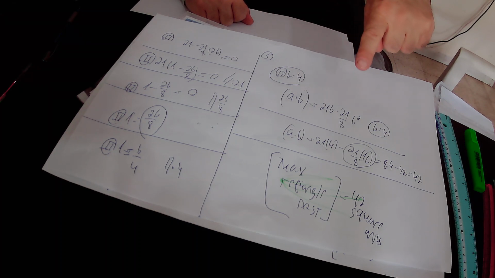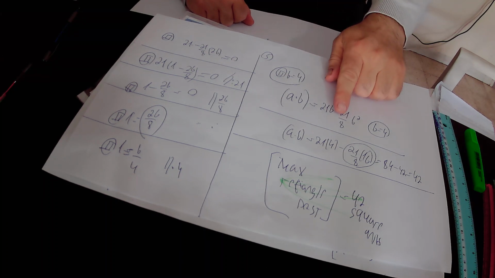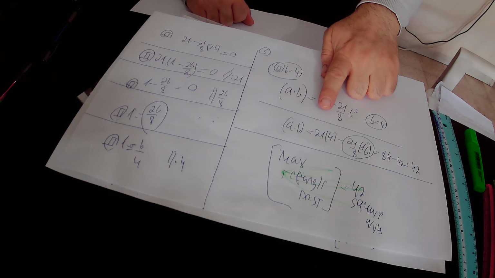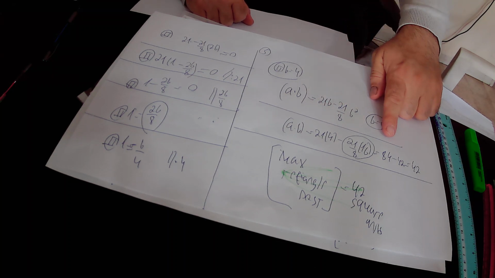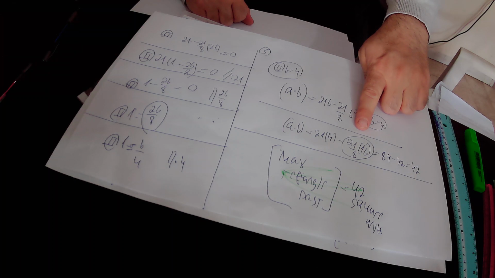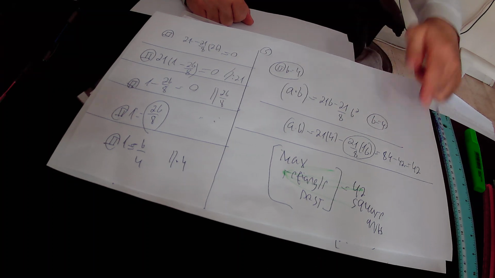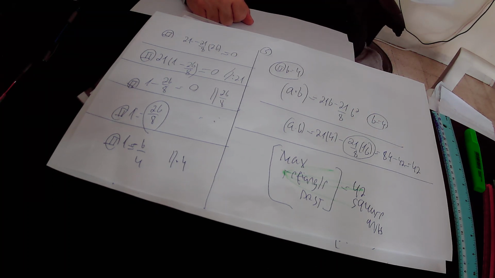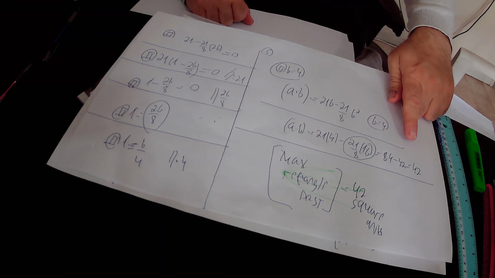So the maximum area equals to 21b, and b is 4, so it is 21 times 4 minus 21 over 8 times b squared. b is 4, therefore b squared is 4 squared, it is 16. So we found out that the maximum area is equal to 21 times 4, that is 84. Here we have in this expression 16 over 8 is 2, so in total this expression equals to minus 21 times 2, that is minus 42. So we found out that the maximum area of rectangle PQST equals to 84 minus 42, that is 42.